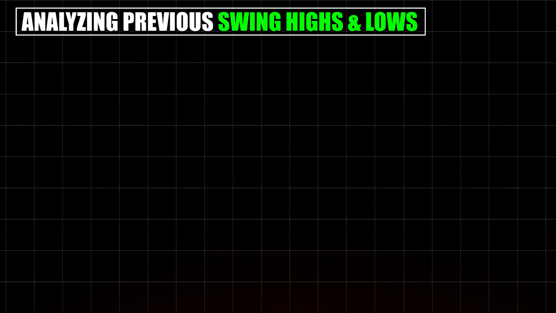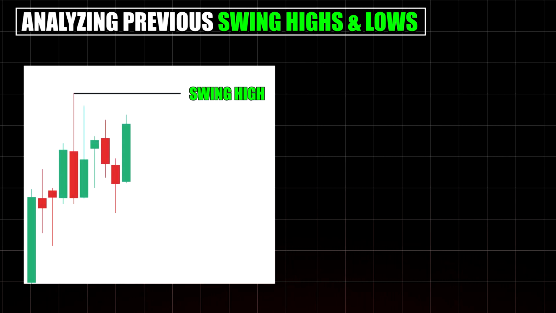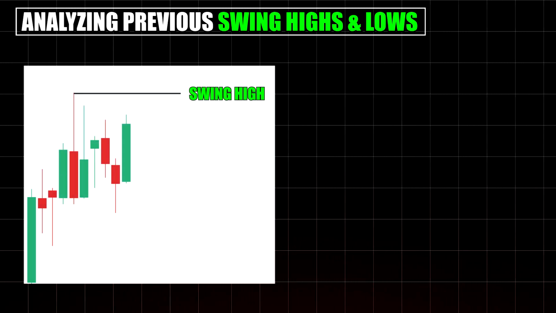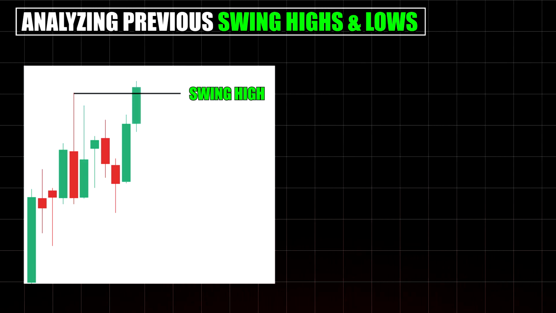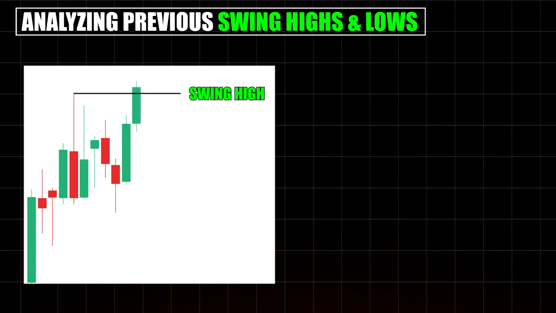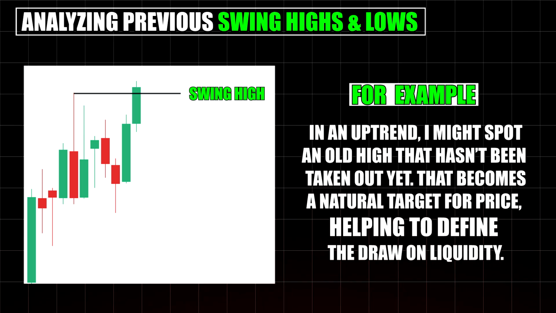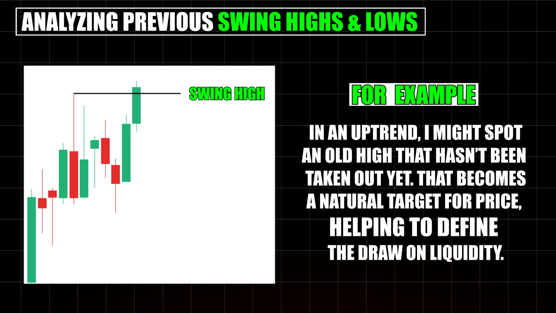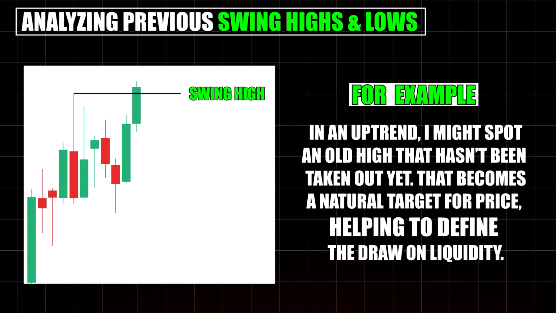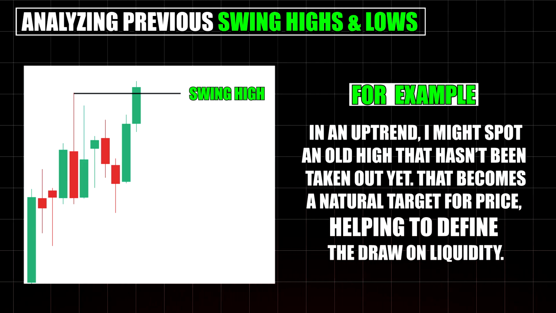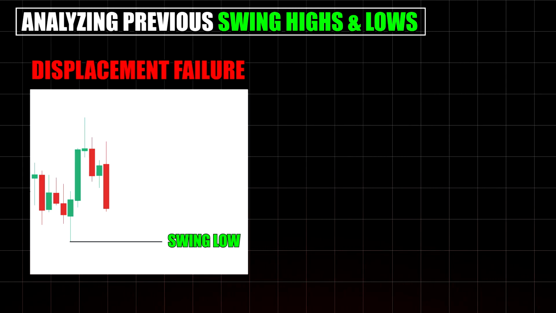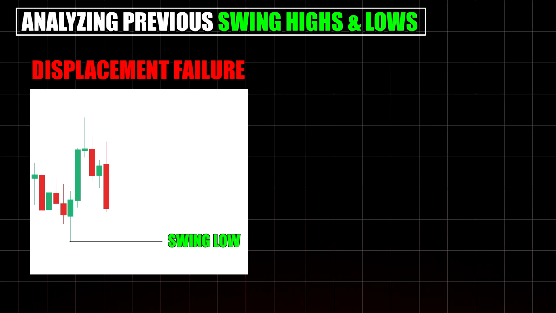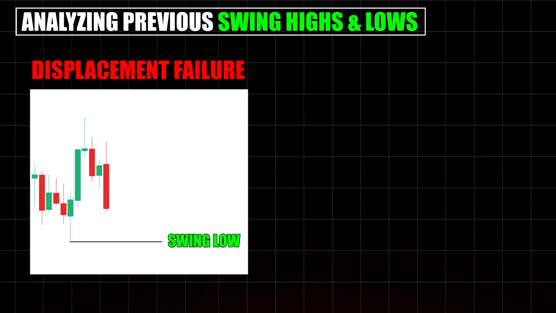In the next section, I'll be covering swing points and the displacement failure. Using swing points, I can also identify likely areas where price might move. For instance, in an uptrend, I might spot an old high that hasn't been taken out yet. That becomes a natural target for price, helping to define the draw on liquidity. On the flip side, that same liquidity pool can serve as a reversal point if price reaches it and fails to continue.